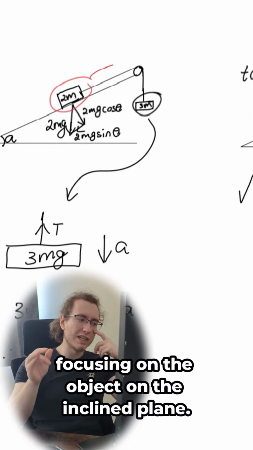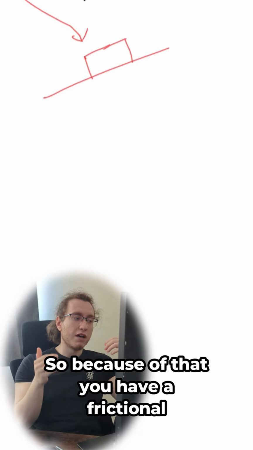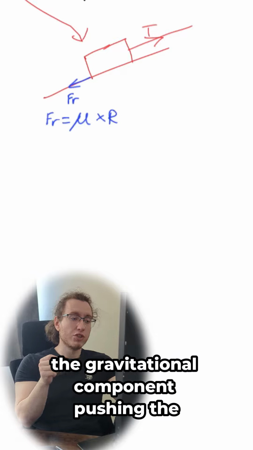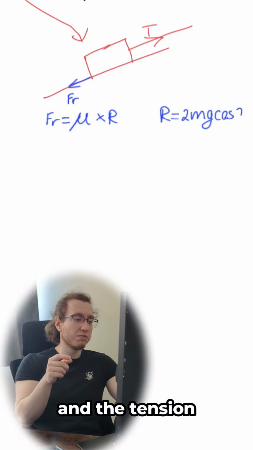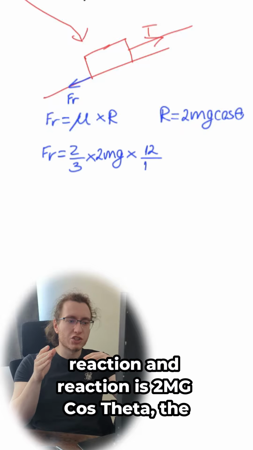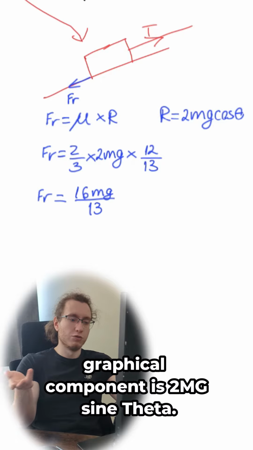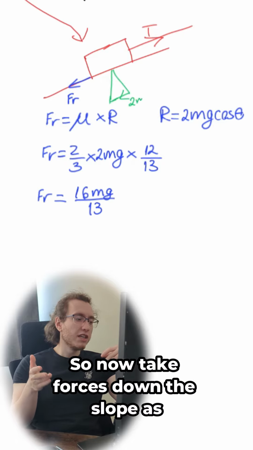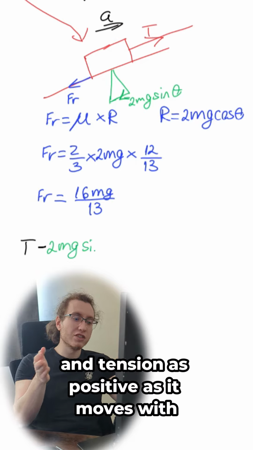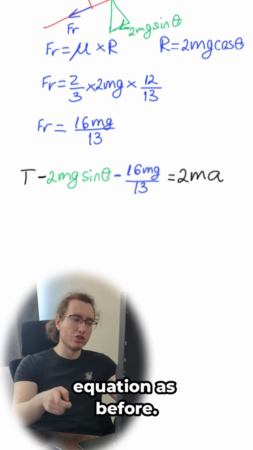Focusing on the object on the inclined plane now, it was mentioned that it sits on a frictional surface. Because of that, you have a frictional force acting against acceleration, the gravitational component pushing the object downwards, and the tension acting on the system. For the friction, it is mu times the reaction, and the reaction is 2 mg cos theta. The gravitational component is 2 mg sine theta. So now, take forces down the slope as negative, as they oppose the acceleration, and tension as positive, as it moves with the acceleration, giving you another tension equation as before.